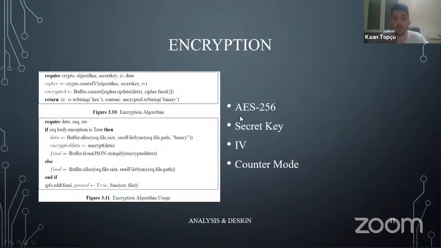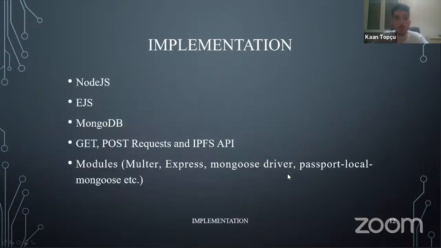Encryption. For the encryption part, I used AES 256, which is mostly common and acceptable around the world for now. And for the secret key part, I used two secret keys. The first one is dedicated by the server, and the second type of secret key belongs to the users, which are used for encrypting the files, and the dedicated server secret key is used to encrypt the secret keys of the users to keep them private in the database. And also an IV is used to initialize the algorithm, and counter mode is used.